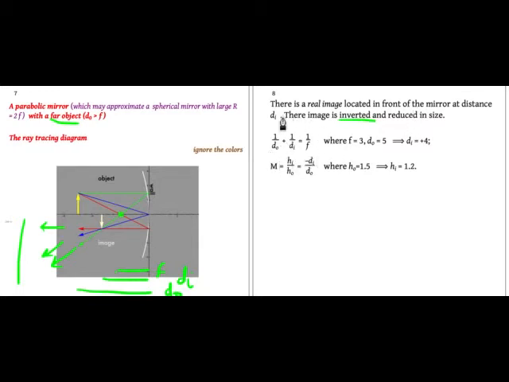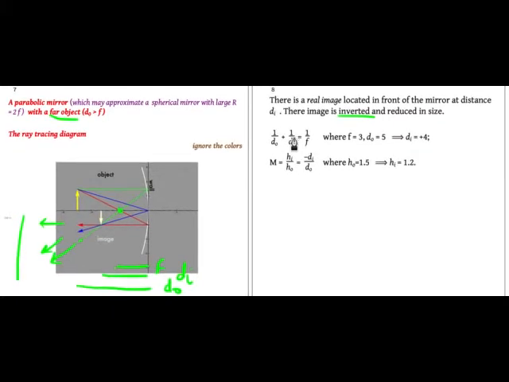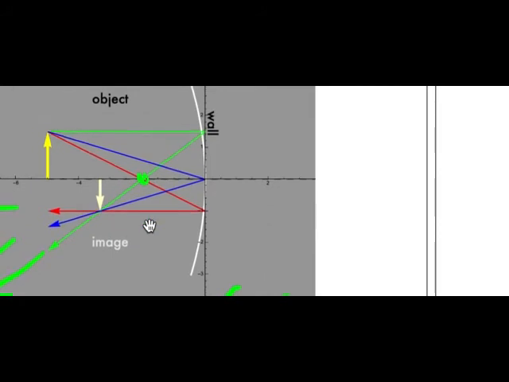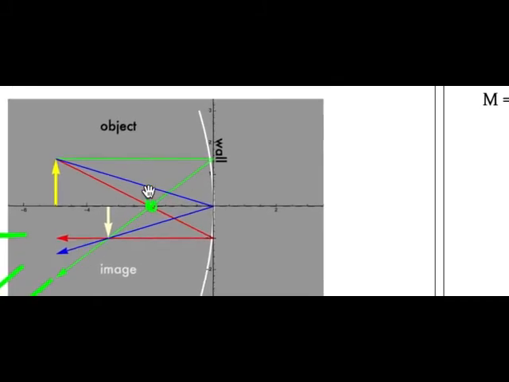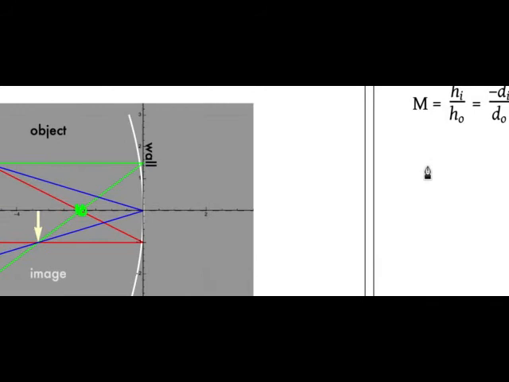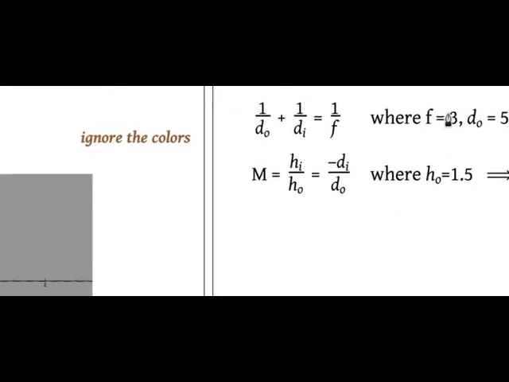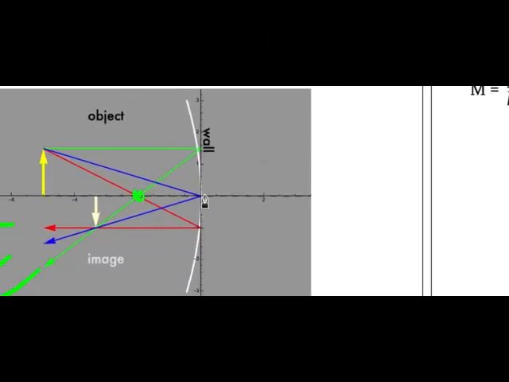Again, we can use this same mirror equation, which you find in the textbook. 1 over dO plus 1 over di is 1 over f. Now in this case, f looks like 3. Let's see, is that right? Looks like f is 2, not 3. So I must have this wrong. I guess f is 2. dO is 5.